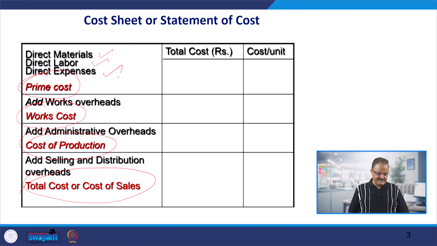As we saw in the previous slide, these three components are the important components, and if you want to control the cost of the product, you have to start from the variable cost. Material cost is a variable cost, labor cost is a variable cost, and expense cost is a variable cost, which in total makes the prime cost. Factory overheads are partly variable, partly fixed. Even administrative overheads are partly variable, partly fixed, and even selling and distribution overheads are partly variable, partly fixed. So we have to control the variable component only because we have no control upon the fixed cost.